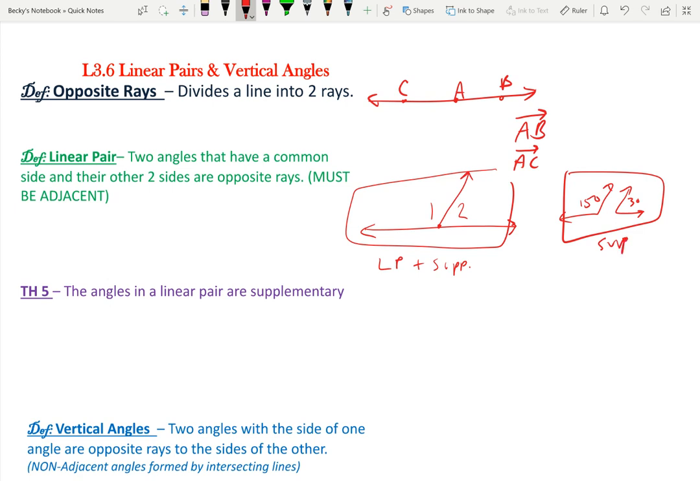Now, Theorem 5 helps clear all this up. It says the angles in a linear pair are supplementary. So again, if you have a proof and you're trying to prove that a linear pair is supplementary, you would just refer back to Theorem 5, that all linear pairs are supplementary.